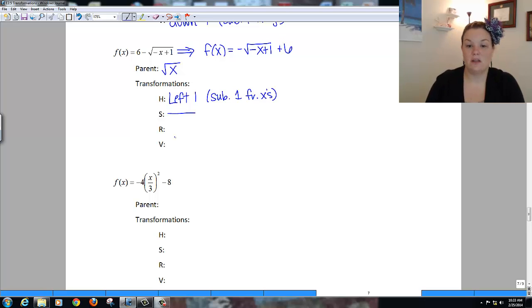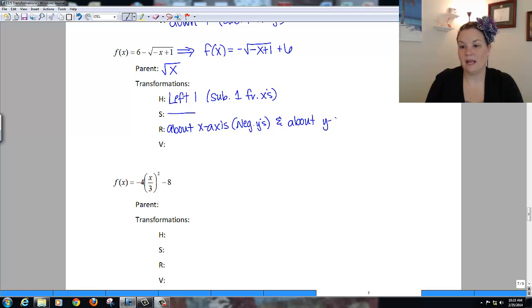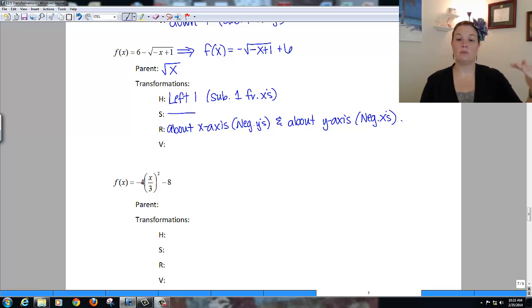I have both. Okay. So here I'm going to say about the x-axis, which means I would negate my y's, okay, and about the y-axis, which means I would have to negate the x's, okay. So remember, those are on the same order of operation.